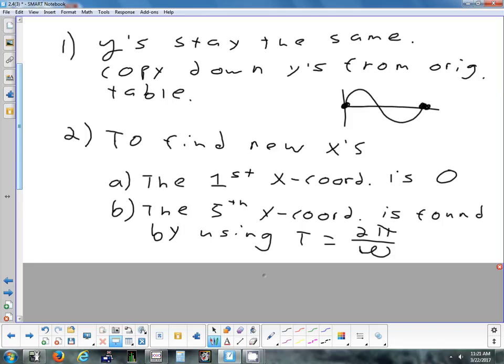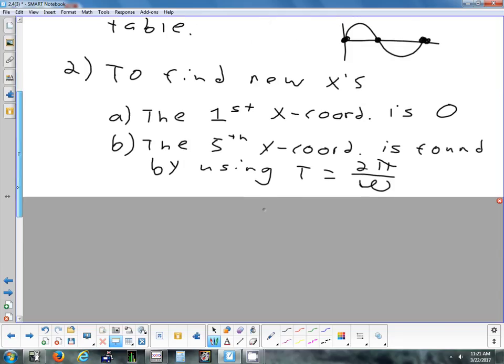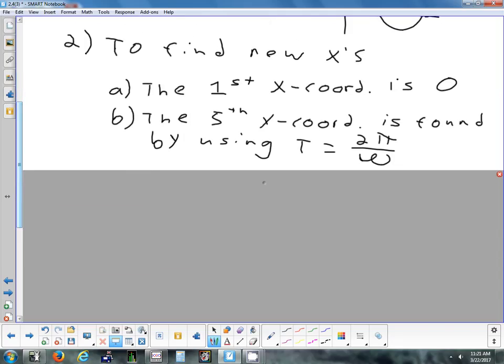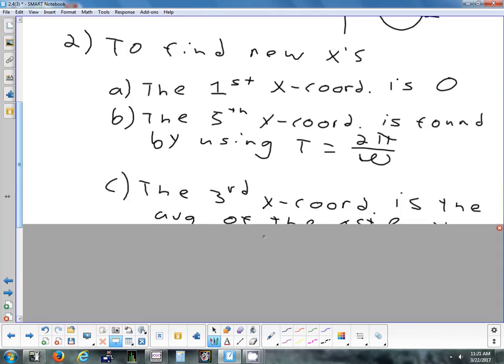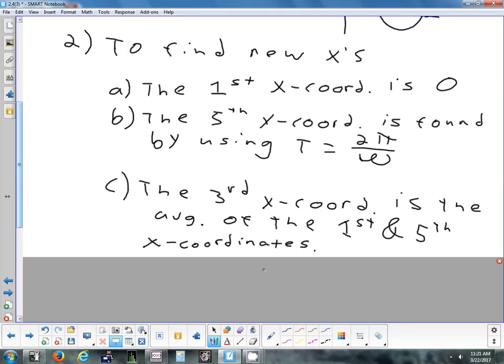The middle point. How could you get the middle point if you know the first one and the last one? You could add them up and then divide them by 2. What is that called? It's what you calculate at the end of the term. It's your average. So to get the coordinate in the middle, the third one, all you have to do is take the first and the 5th one and average them.